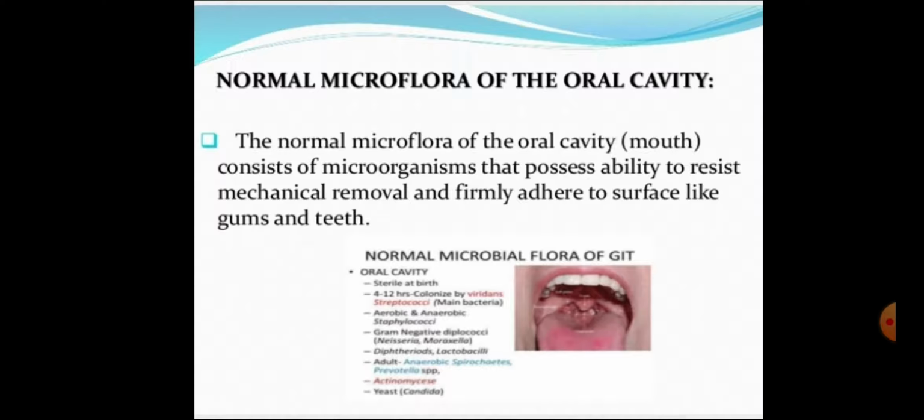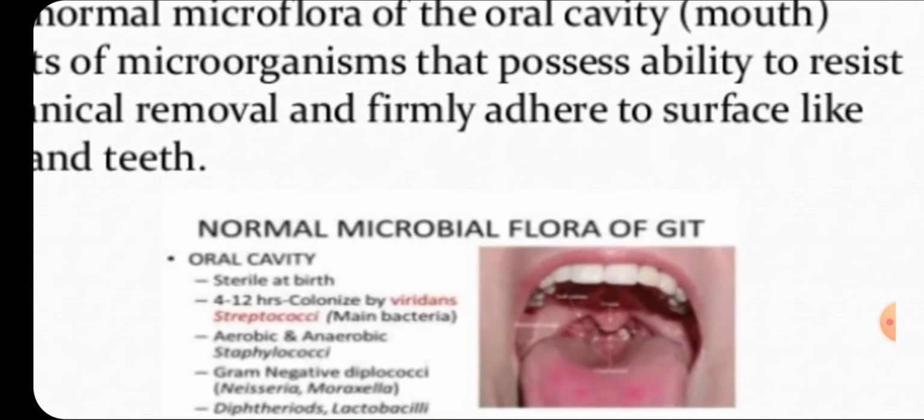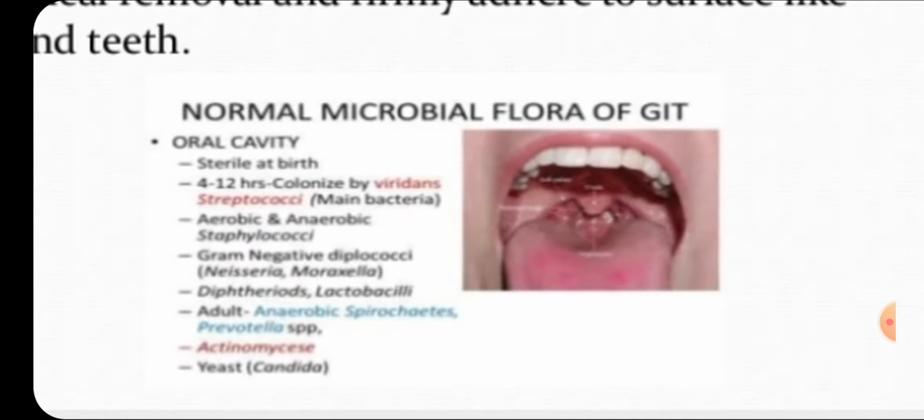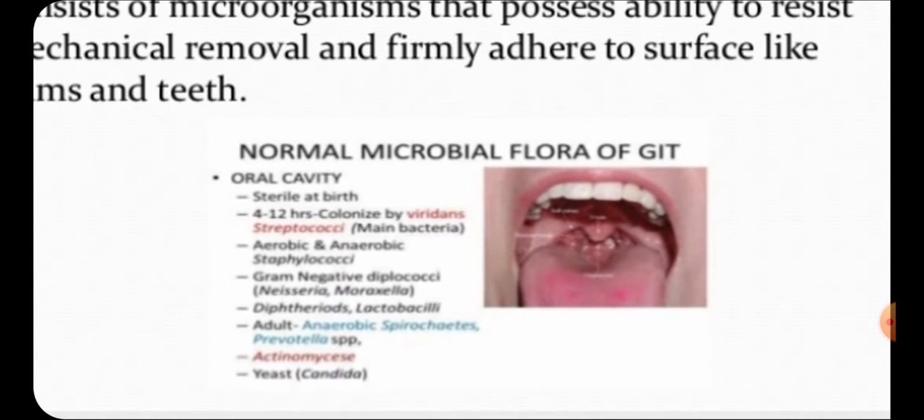Now the normal microflora of the oral cavity consist of microorganisms that possess the ability to resist mechanical removal and firmly adhere to surfaces like gums and teeth. You can see here that the oral cavity is sterile at birth, and within 4 to 12 hours it is colonized by different species of streptococci, aerobic and anaerobic staphylococci.